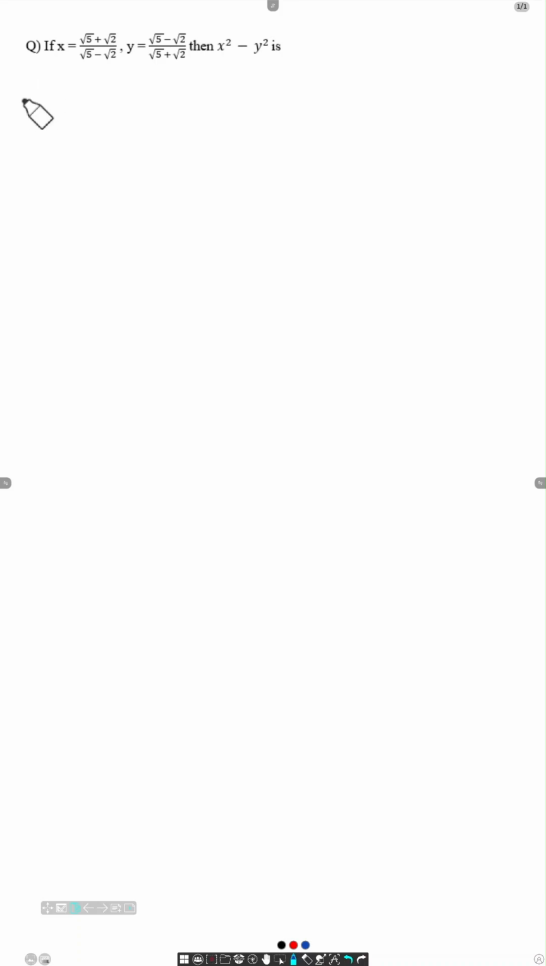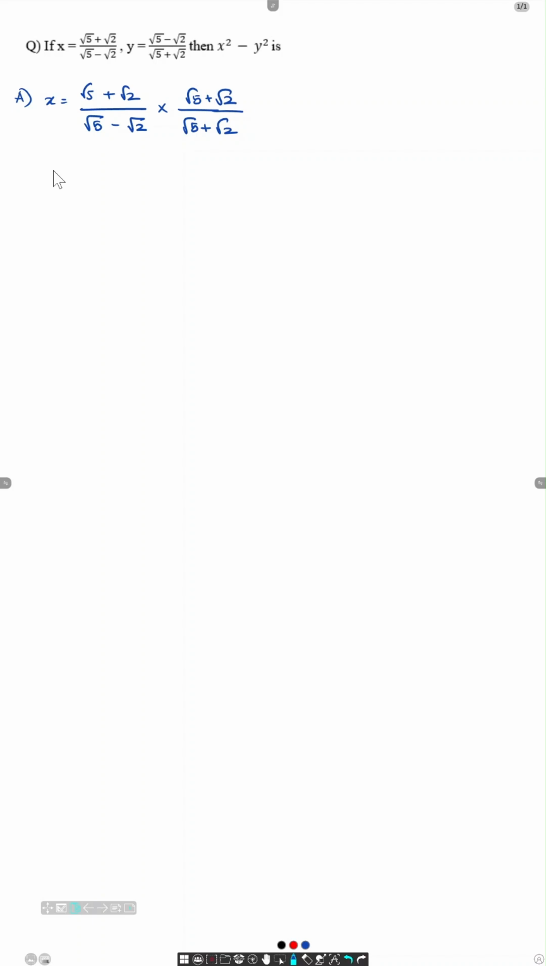Let us say this question. X is given as (square root 5 plus square root 2) by (square root 5 minus square root 2). Let us rationalize this by multiplying numerator and denominator with square root 5 plus square root 2.